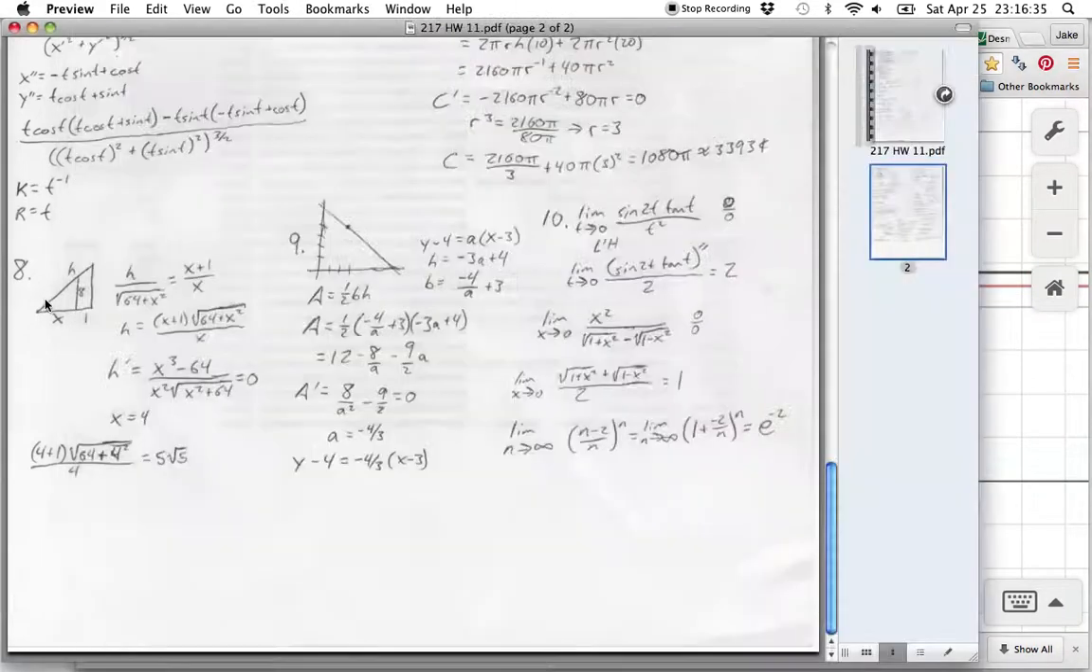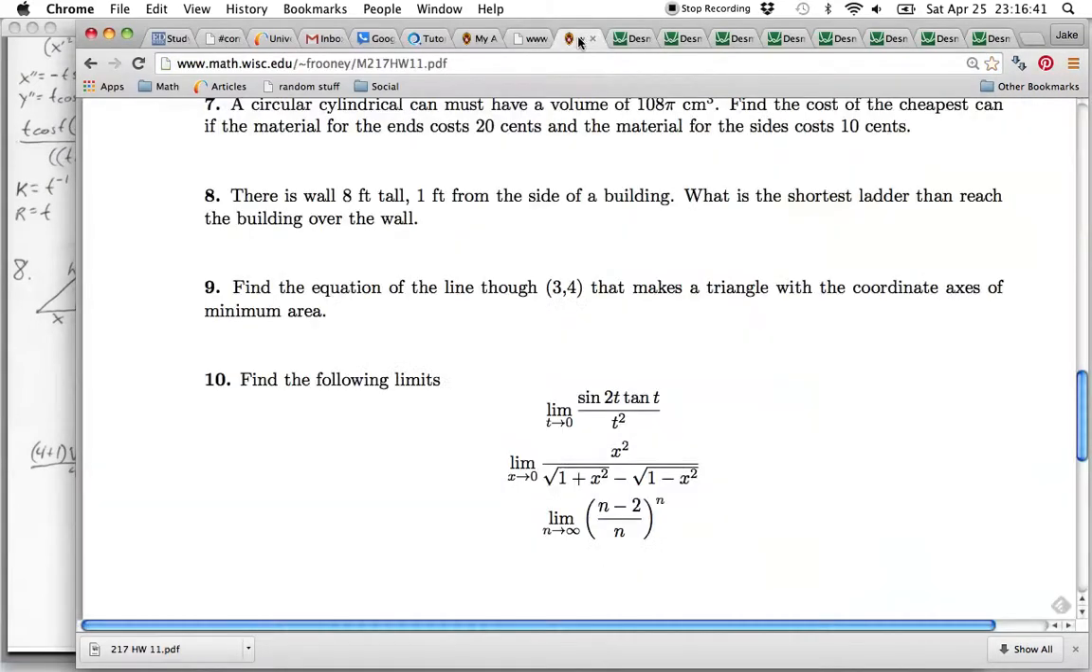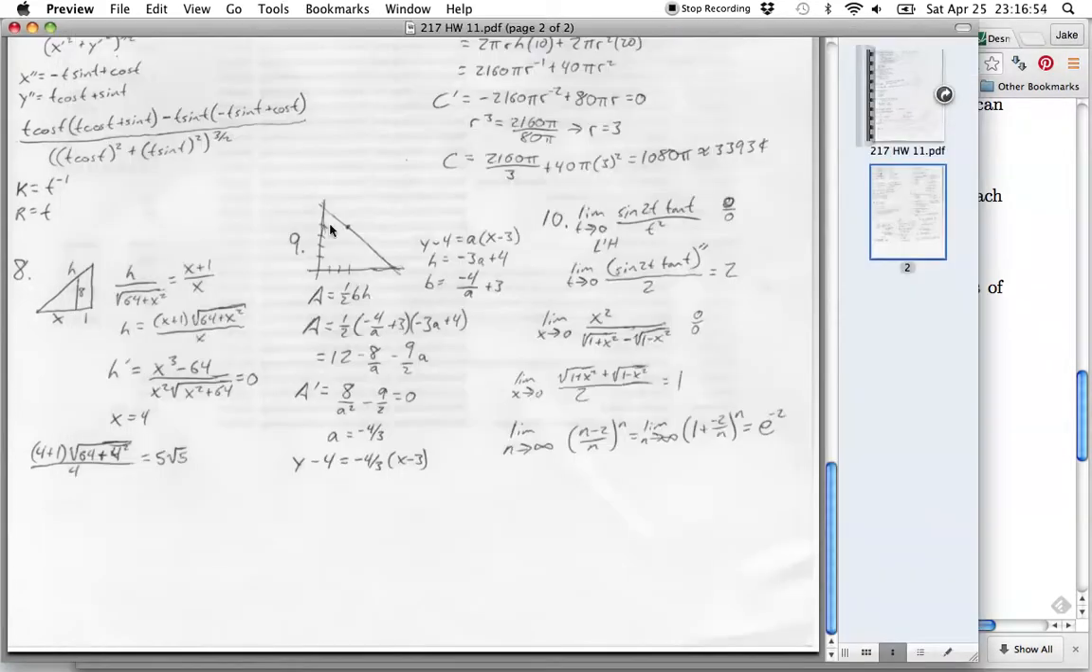Okay, so that's that problem. Number 9 is a very similar problem. In number 9, we want to find the equation of a line that goes through 3, 4, and that makes a triangle with the coordinate axes to make a minimum area. So what I'm looking at is I've got this line, it goes through 3, 4, and I want to make this area inside here to be the smallest I can.